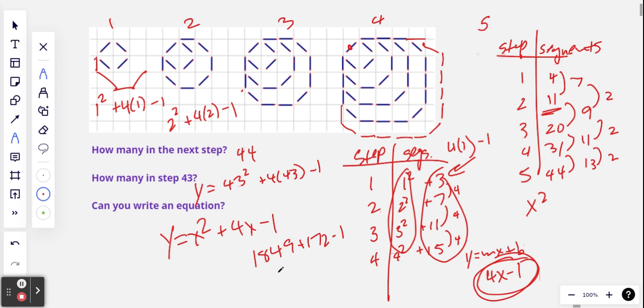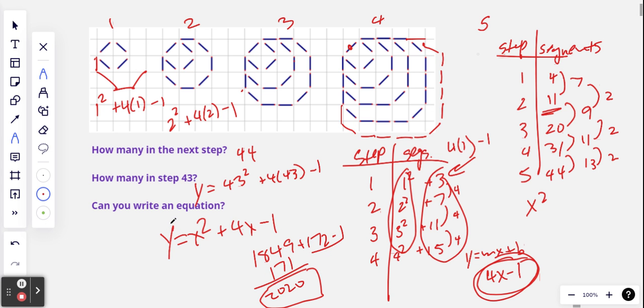And 1849, so this is 171. So 1849 plus 171 is going to be 2020. All right, so there are 2020 line segments in step 43.